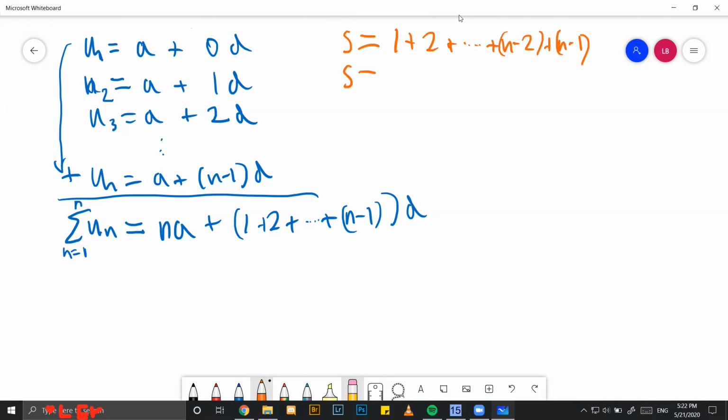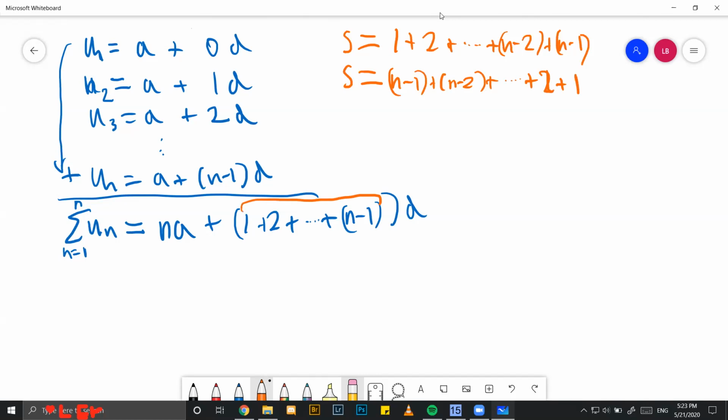And I'm going to write it out in a different way as well. I'm going to flip it around and write it as n minus 1 plus n minus 2, all the way down to plus 2 plus 1. So I've just flipped it around and written the exact same thing. So these two are the exact same thing. That's why I've written them. Both are S. And this is also S over here.